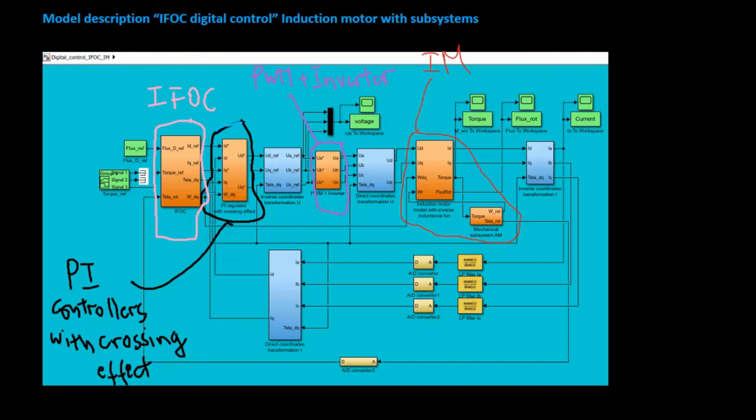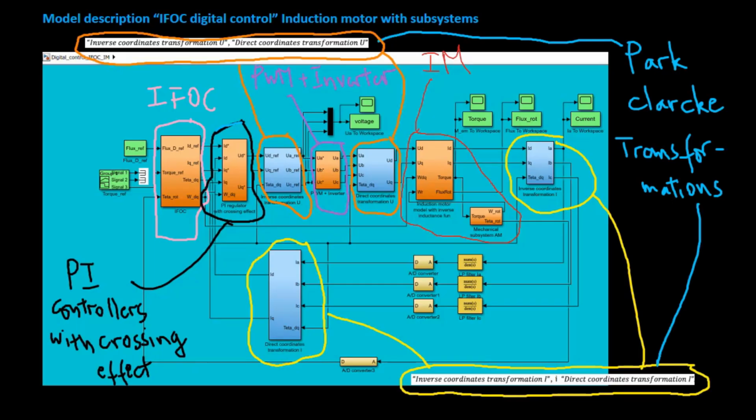To control each phase individually through the three-phase inverter, there is a need for transformations of current and voltage signals, from real ABC to imaginary DQ and vice versa. These transformations are realized in these two blocks.